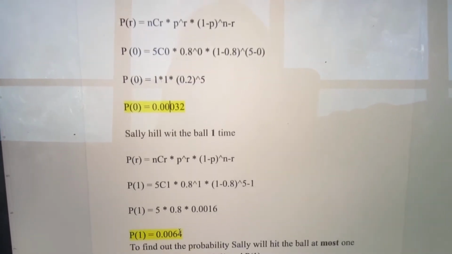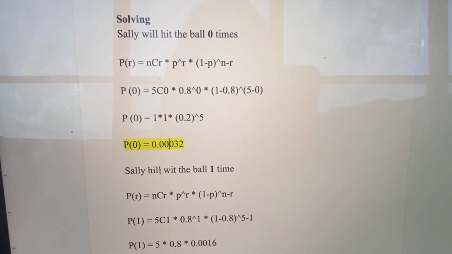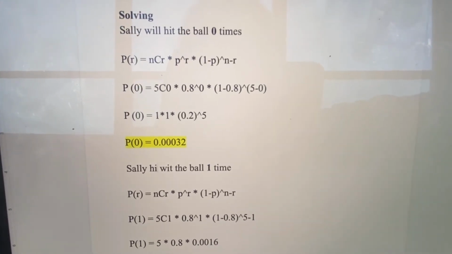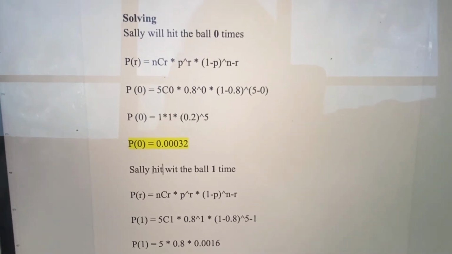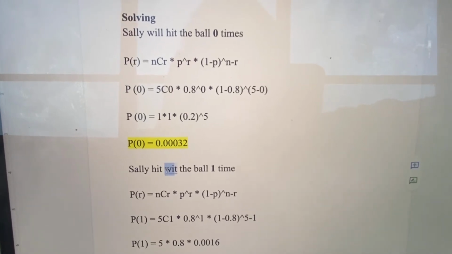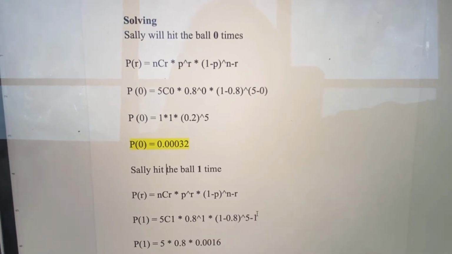All right, next part, we're going to calculate the probability Sally will, I don't know what happened, I apologize. Sally will hit the ball 1 time. Just ignore that, I apologize.